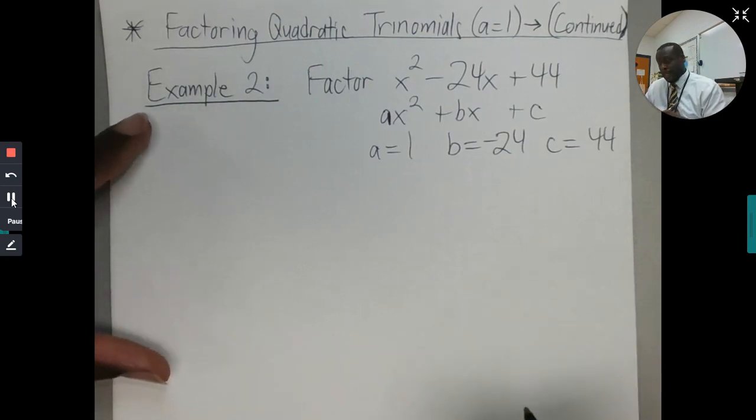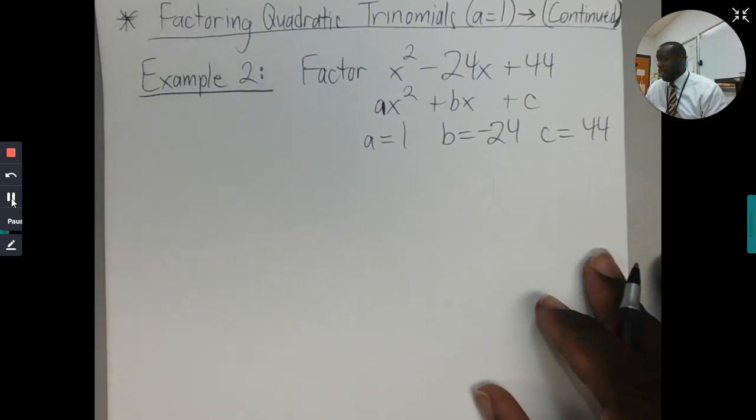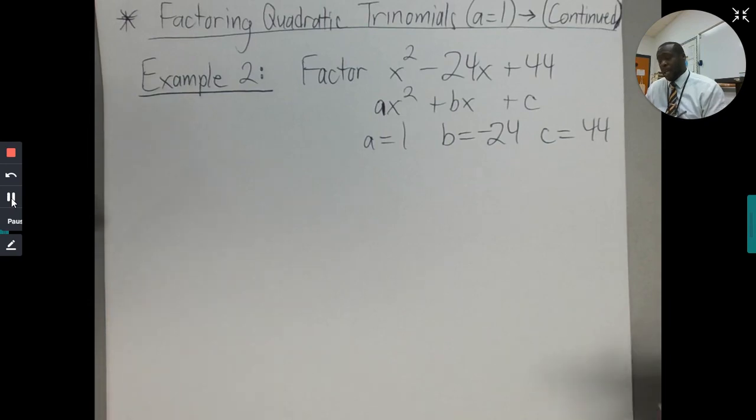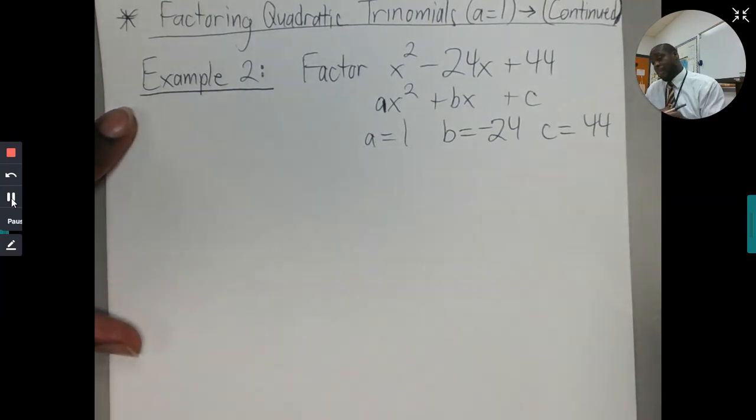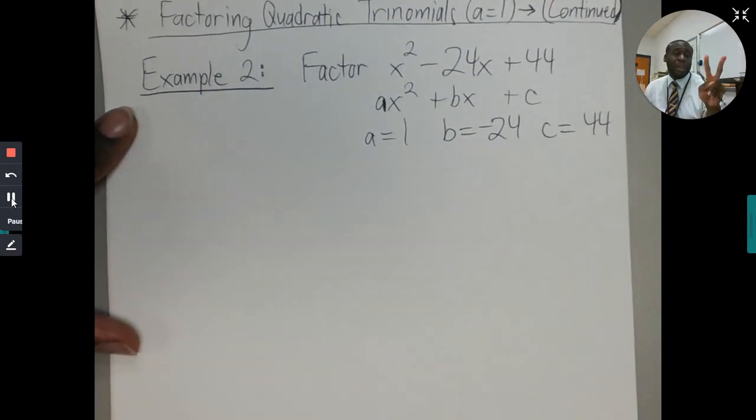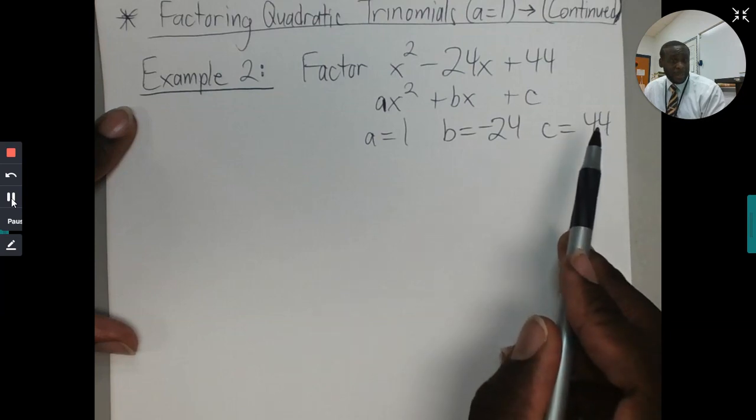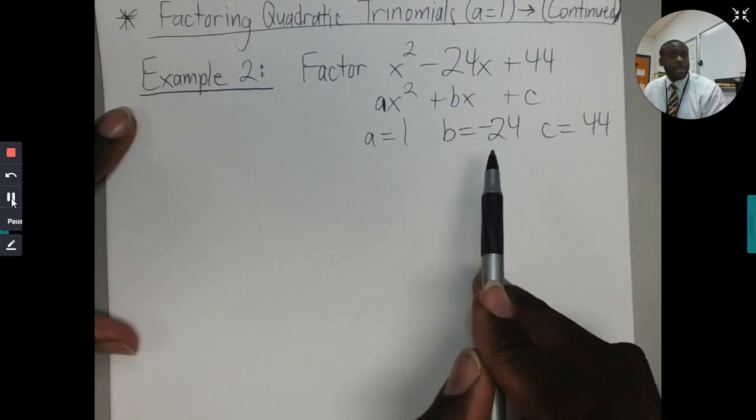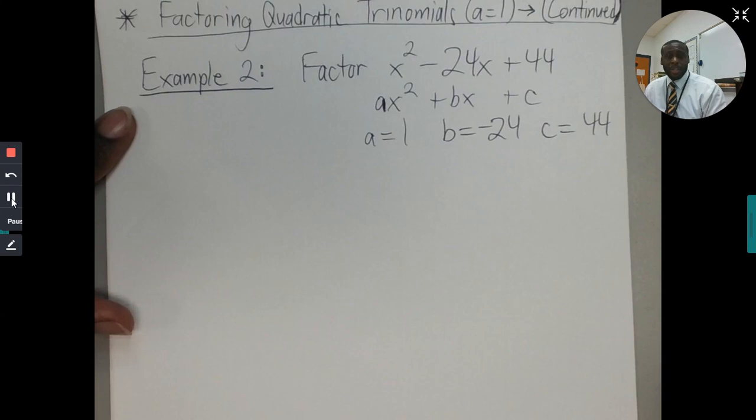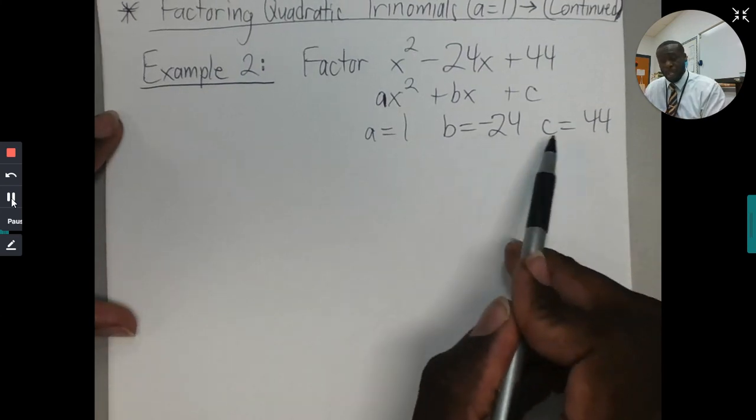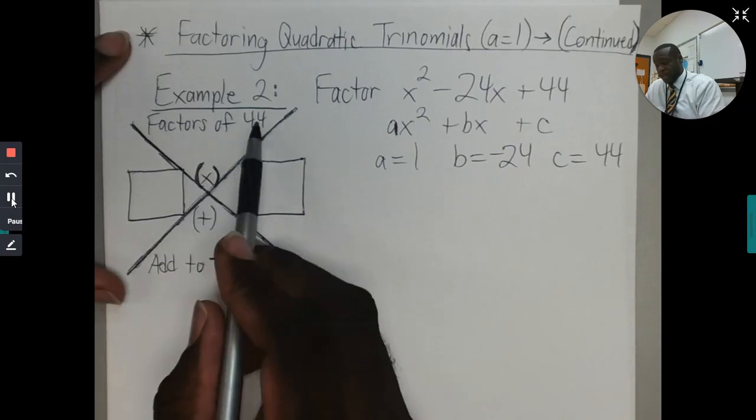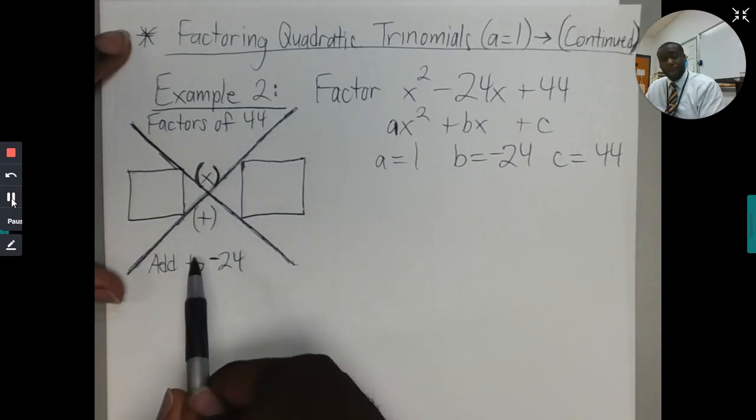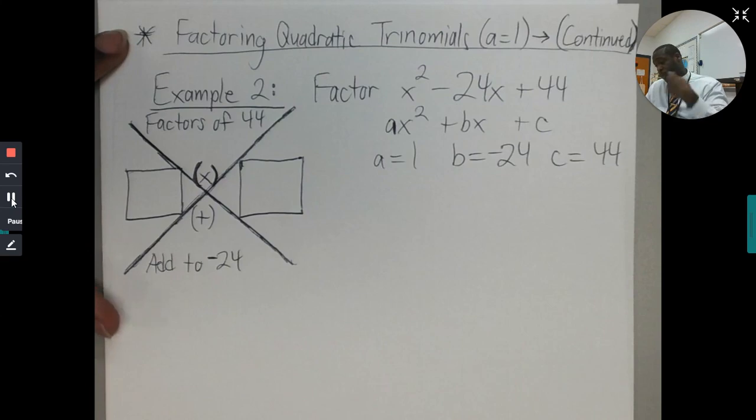And again, on that last video, what we said was that whenever you're trying to factor a quadratic trinomial where the a value is equal to 1, you find two factors of c that will add to b. Okay, so we're going to find two factors of 44 that will add to negative 24. So two numbers that multiply to give you 44 that also add to give you negative 24.